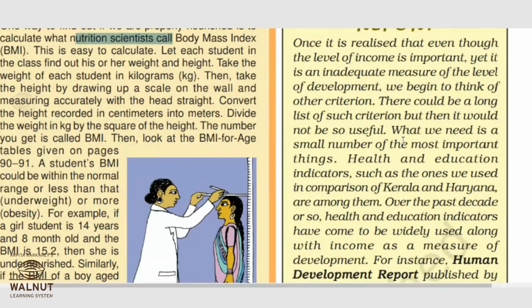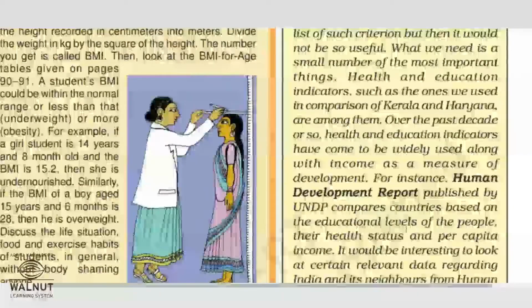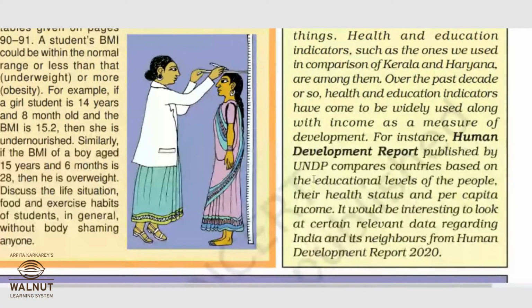Over the past decade or so, health and education indicators have come to be widely used along with income as a measure of development. For instance, the Human Development Report published by UNDP compared countries based on the educational levels of the people, their health status, and per capita income. It would be interesting to look at certain relevant data regarding India and its neighbors from Human Development Report 2020.